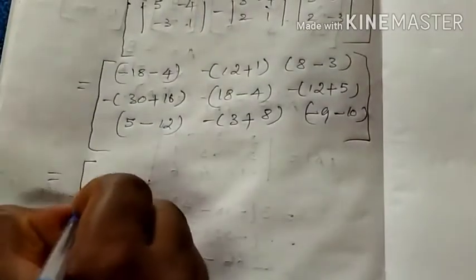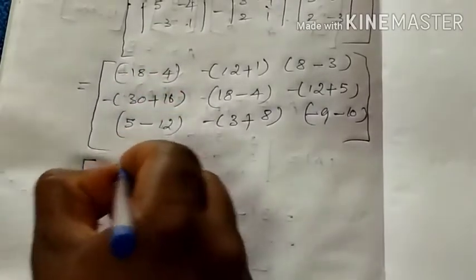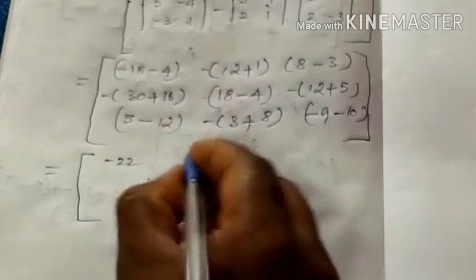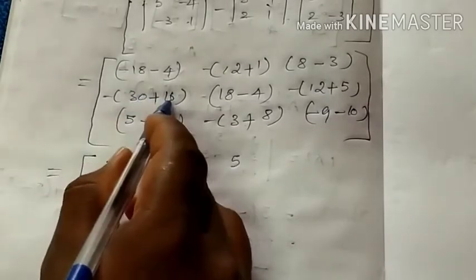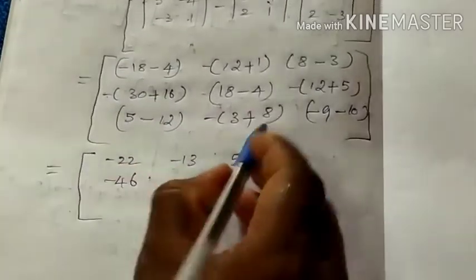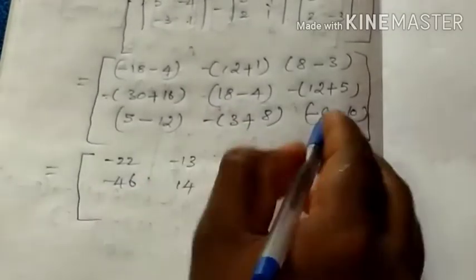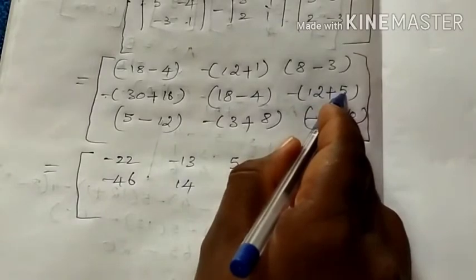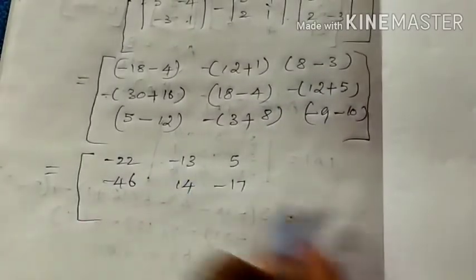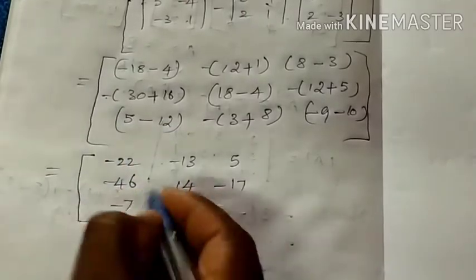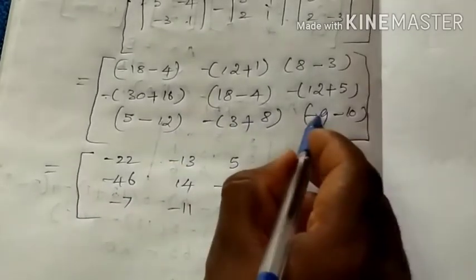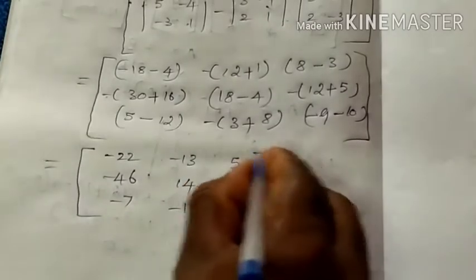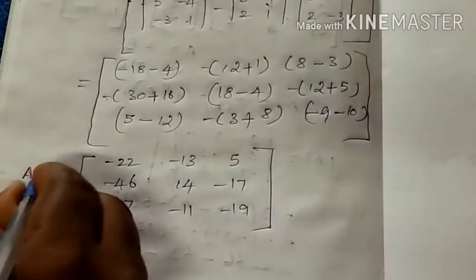That's all. Making the simplification, which is equal to -18 - 4, totally -22; 12 + 1 is 13, so -13; 8 - 3 is 5; 30 + 16 is 46, so -46; 18 - 4 is 14; -(12 + 5) is -17; 5 - 12 is -7; 3 + 8 is 11, so -11; -9 - 10, totally -19. Now we get Aij.